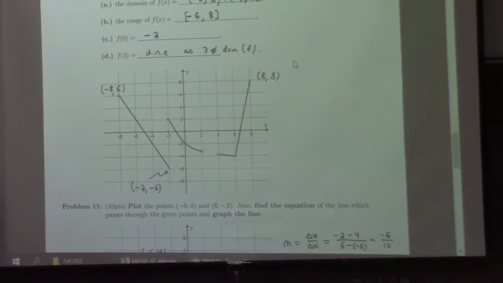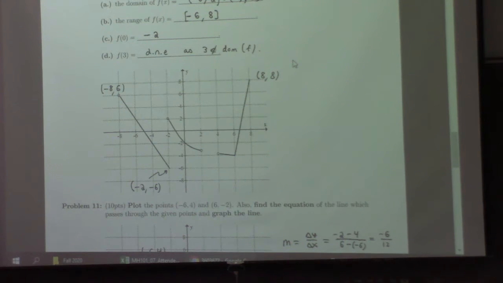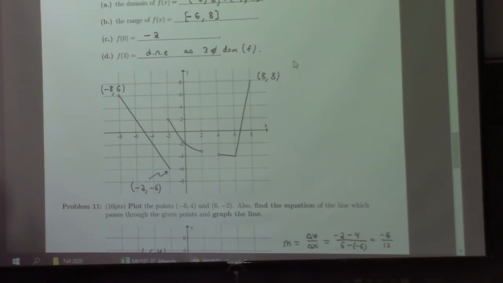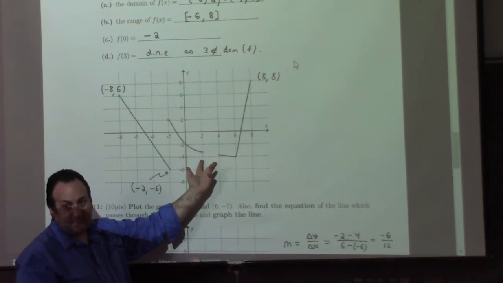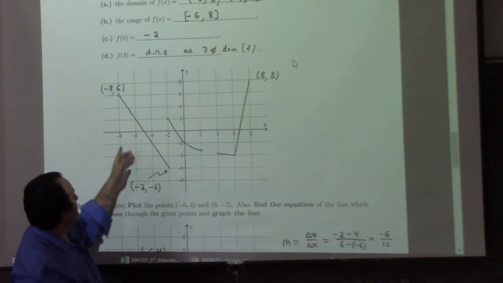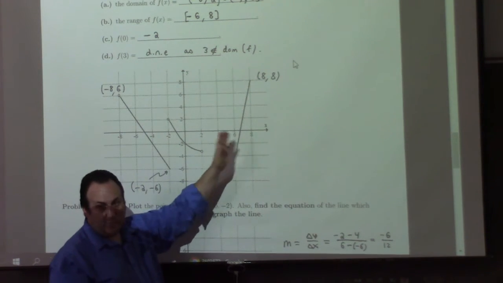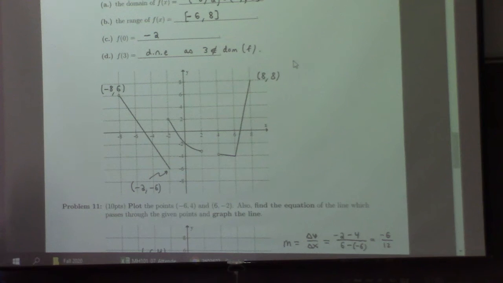So if you didn't get this yet, I think this is something you can fix before the final. I think everybody can get this right. It really is not that hard once you understand what you have to do. You have to look at, is there a point on the graph at that x? If there is, then that x is in the domain. If there's not, that x is not in the domain. So when I look at this, I just have to exclude between 2 and 4, there's no graph there. But everywhere else between minus 8 and 8, there's a point on the graph. So that's the domain.